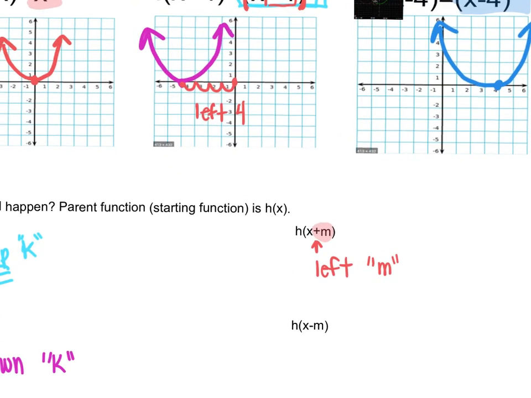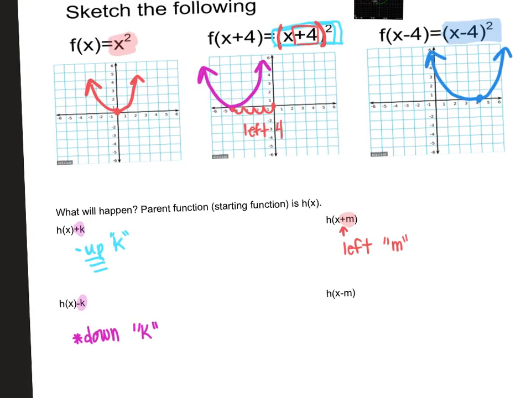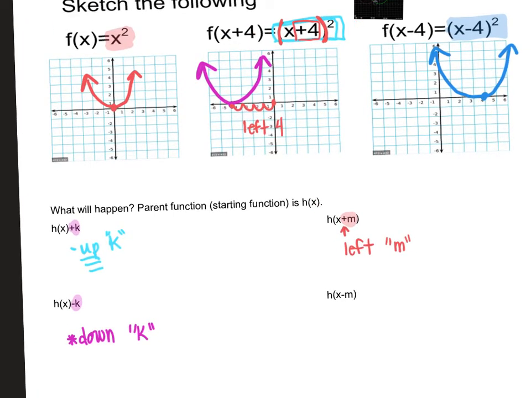And then now we're looking at x minus m. So if plus m was left, minus m has to be right. So let's just check to make sure that that's correct. So up here at the top, we have a minus 4 on the inside of our parentheses. And it looks like from 0, 0, we're going right 1, 2, 3, 4. So we did go right and we did go 4 because that's the number inside the parentheses.